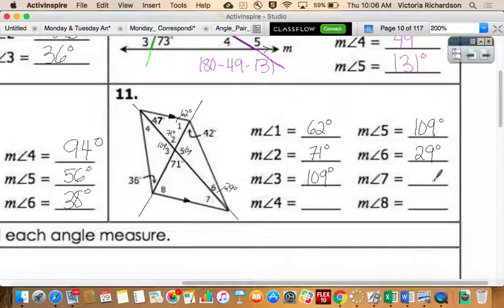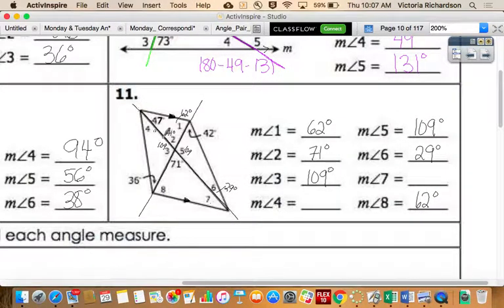Now the next things that we need to figure out are 7 and 8. And so I'm going to use the alternate interior rule, where this transversal cuts these two parallel lines, which means angle 1 is going to be equal to angle 8 because they're on opposite sides of the line. And so that means that because this is 62 degrees, angle 8 would also be 62 degrees.